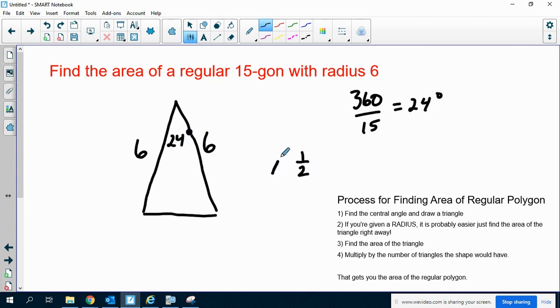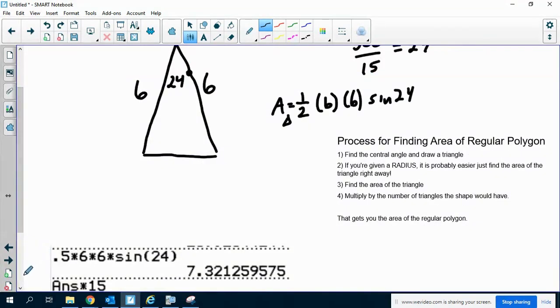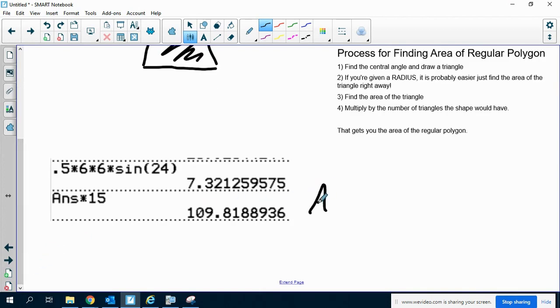So the area of this triangle is going to be 1/2 times 6 times 6 times the sine of 24. That ends up getting me 7.321. That's the area of this triangle. Then I multiply it by 15 because that's the number of sides. So the area of this 15-gon is 109.819 units squared.